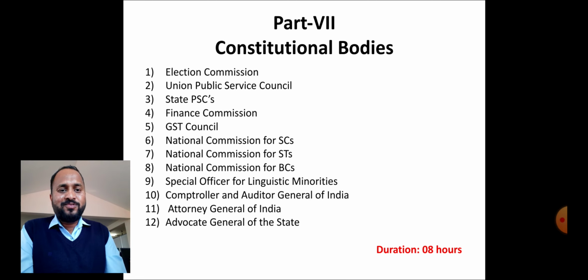Union Public Service Commission. State PSCs are there. Finance Commission, Article 280. GST Council is there, the Goods and Services Tax Council. National Commission for SC is there. National Commission for ST is there. National Commission for Backward Classes is there. We will discuss these. These are all constitutional bodies. Then there is a special officer for linguistic minorities. CAG is there, Comptroller and Auditor General of India. Attorney General of India. Advocate General of the state. To discuss these constitutional bodies, a dedicated duration is 8 hours.